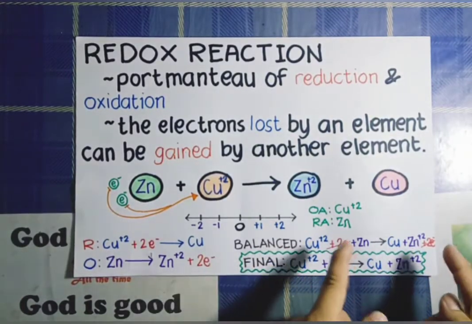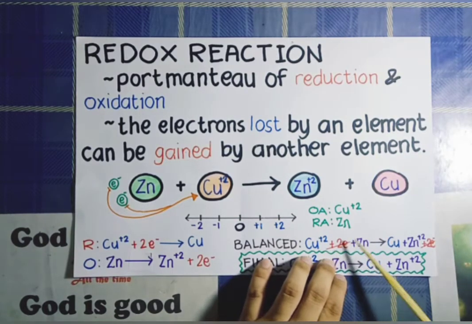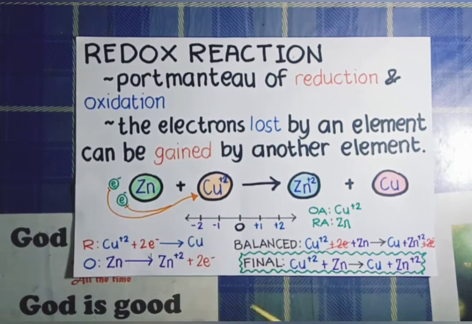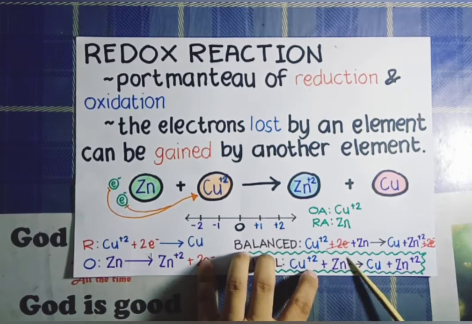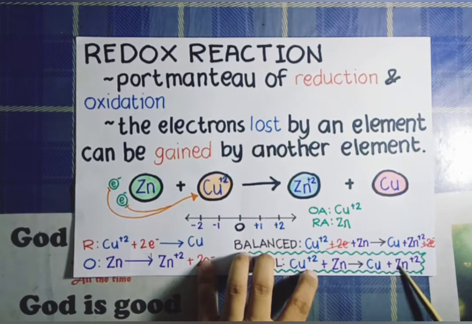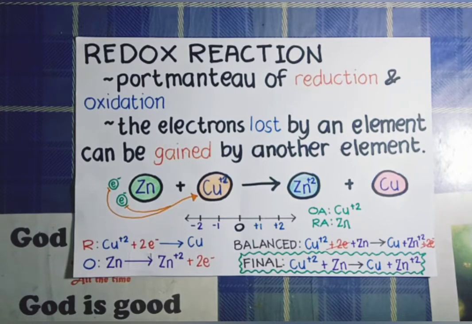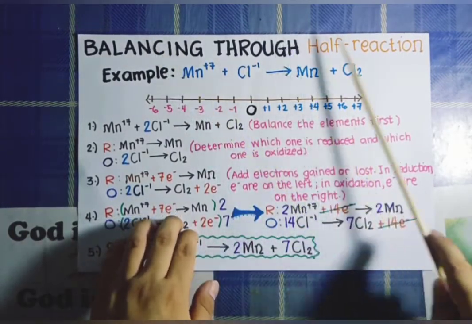Now, because both sides of this equation have 2 electrons, then we can actually cancel those 2 electrons. And we will have here the final balanced redox equation of copper with a charge of positive 2 plus zinc with no charge at all will yield to copper with no charge at all plus zinc with a charge of positive 2. Now, this process that we did to balance our redox equation is what we know as balancing through half reaction. Now, let's have another example of balancing through half reaction.